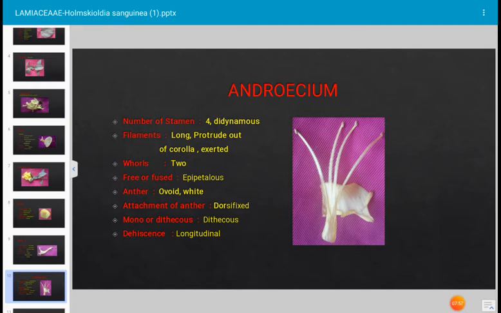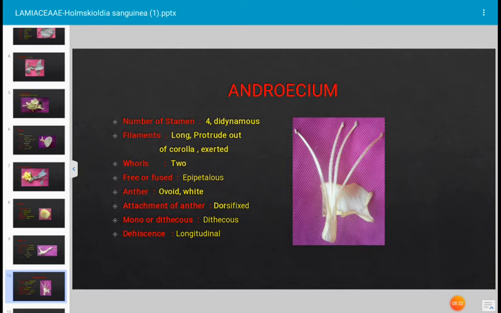anther and filament together known as stamen. Filaments are long, protrude out of corolla, that is exserted stamens are there, and they are fused at the basal region with corolla, with petals of the flower. Hence these are epipetalous stamens. Stamens are epipetalous. Anther lobe is ovoid. It is white, and the anther lobe is fixed with filament from dorsal side, hence it is dorsifixed.